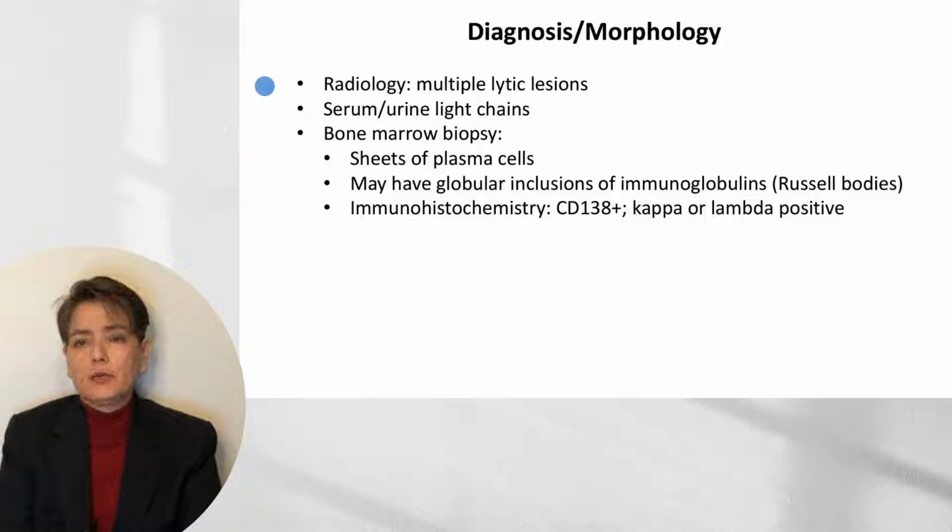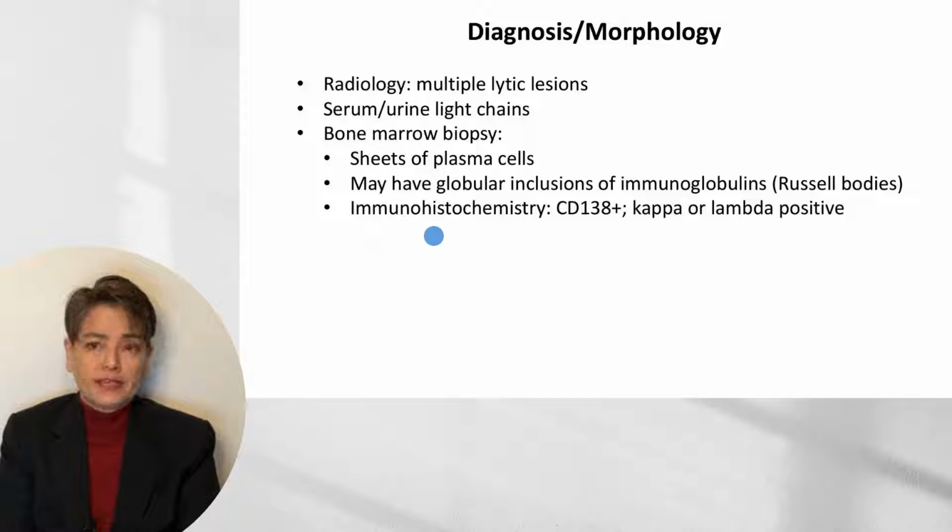So radiologically, we're going to see multiple lytic lesions. In the serum or urine, we can identify this M component or light chains, and we can do a bone marrow biopsy that will show sheets of plasma cells, some of which may have globular inclusions of our immunoglobulins in the cytoplasm. This is referred to as Russell bodies.